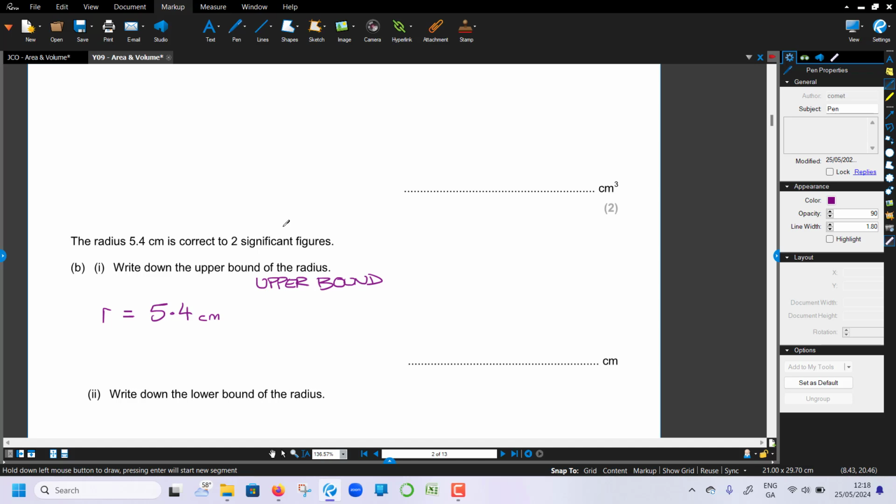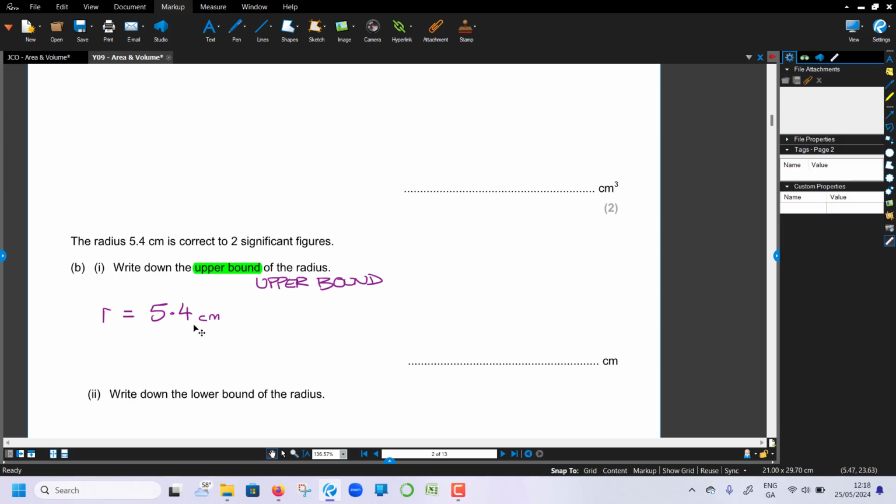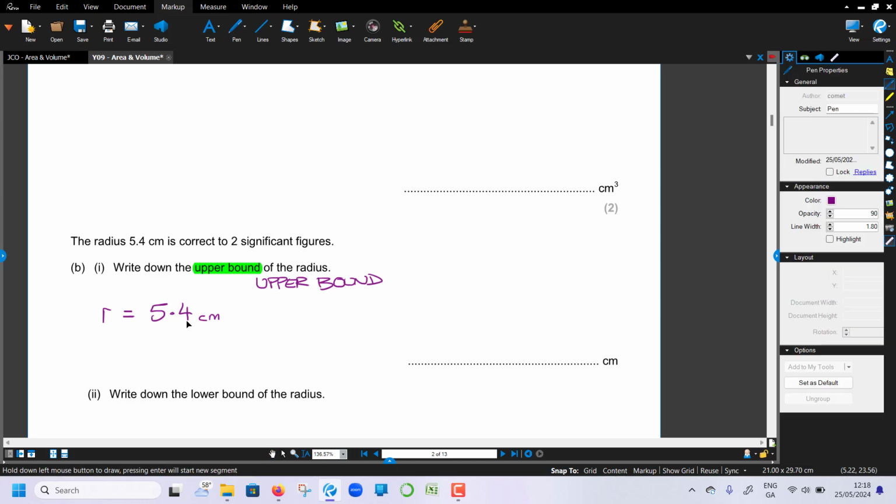So we have to find the upper bound again. We're told it's correct to 2 significant figures. Okay, well, where is the second significant figure? It's here, it's the 4, right? So to get the upper bound, you remember, as I said before, we have to half the degree of accuracy.